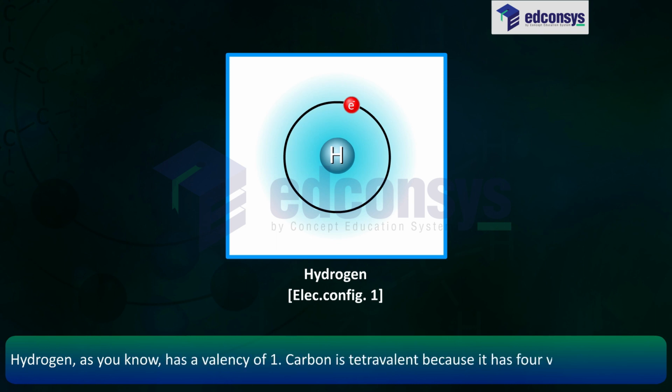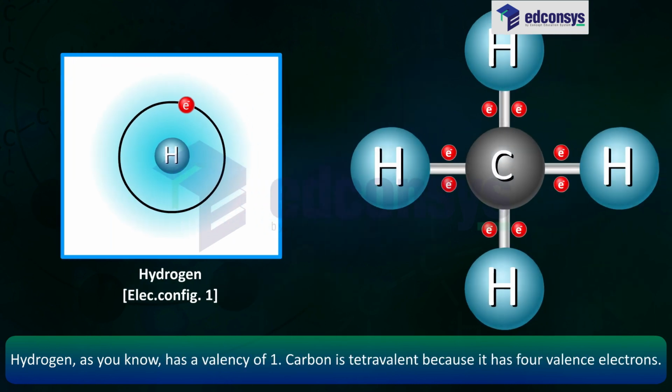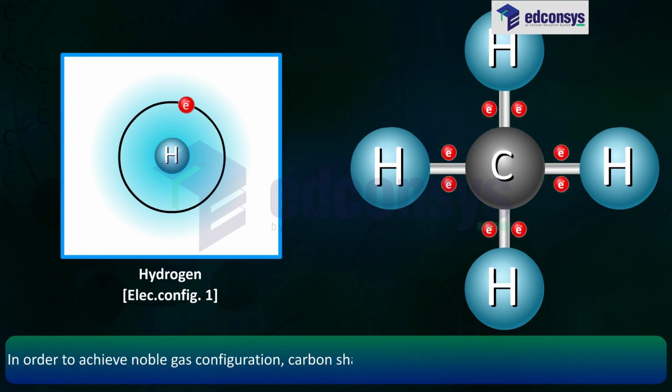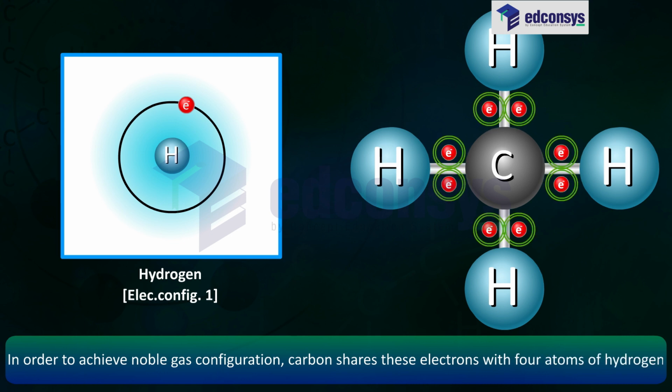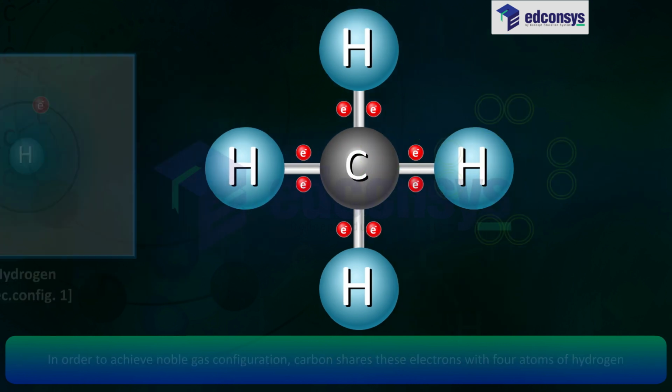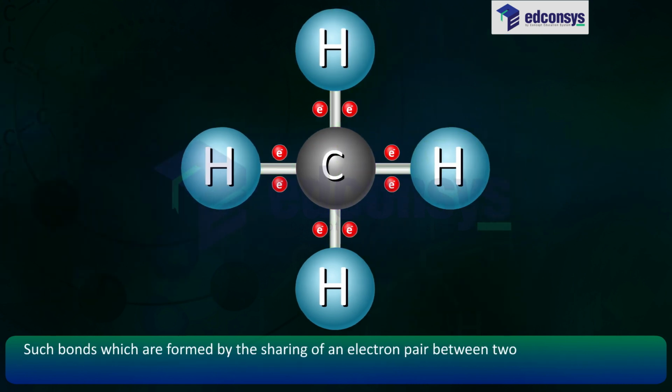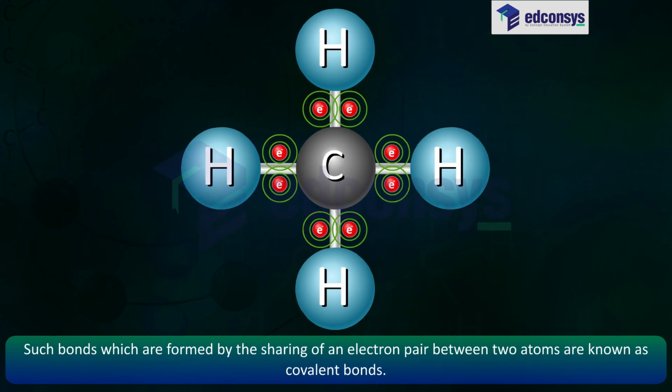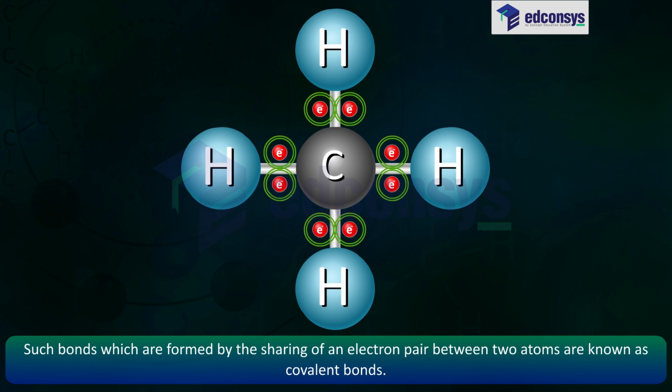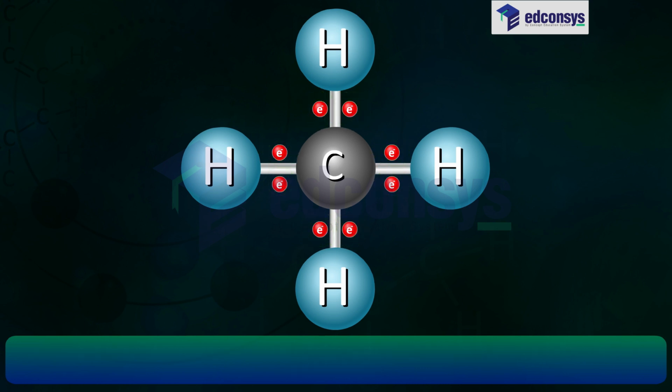Hydrogen, as you know, has a valency of 1. Carbon is tetravalent because it has 4 valence electrons. In order to achieve noble gas configuration, carbon shares these electrons with 4 atoms of hydrogen. Such bonds which are formed by the sharing of an electron pair between 2 atoms are known as covalent bonds.